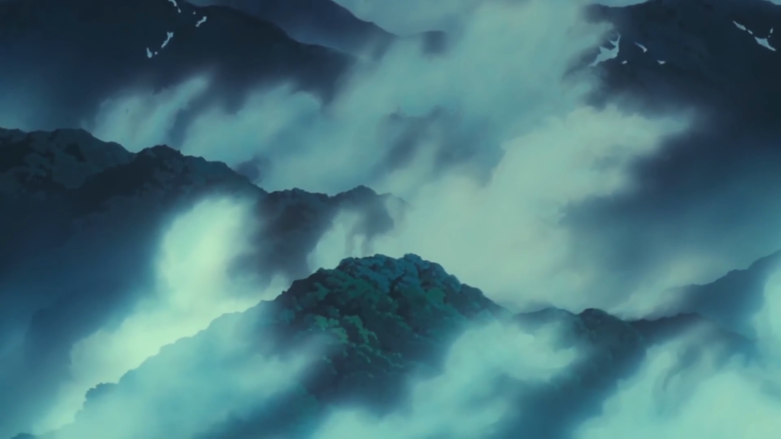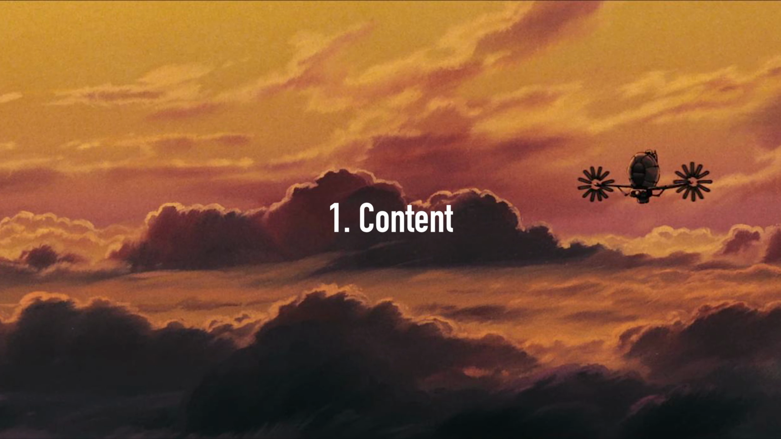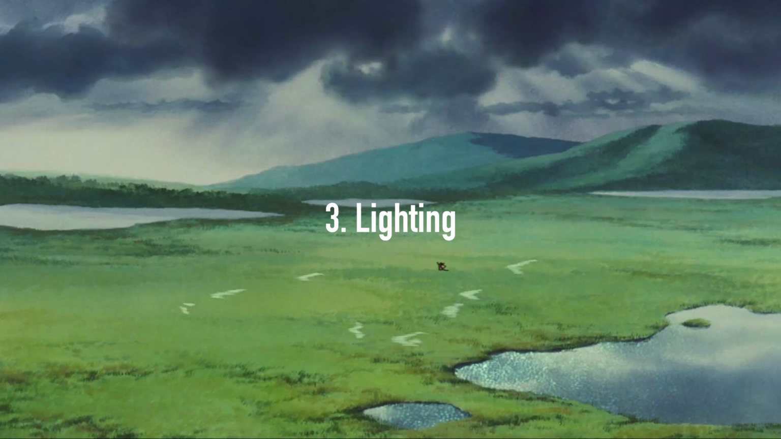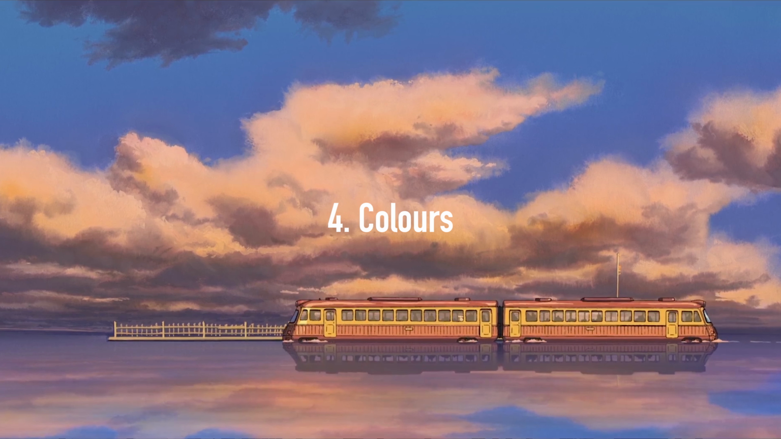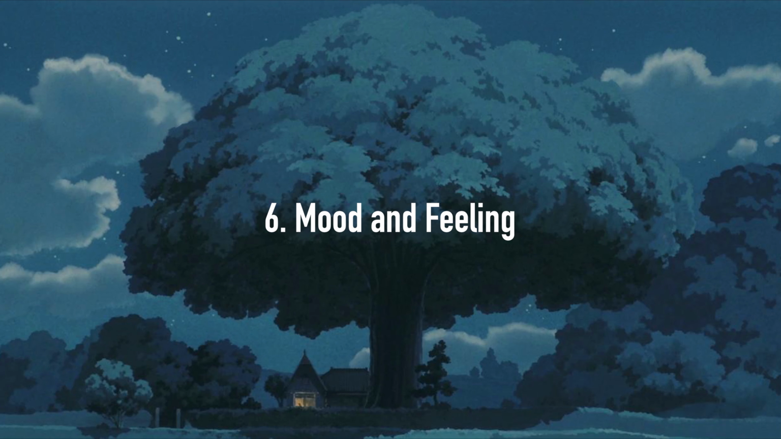I want to structure my analysis in 6 categories. 1. The content. What is shown in the scene. 2. The composition. Where and how are subjects and objects placed. 3. The lighting. How does Studio Ghibli light their scenes and handle contrast? 4. The color. How are the colors chosen and used in the films? 5. The texture. How is a variety of texture used? And finally, 6. The mood and emotionality of the scene.